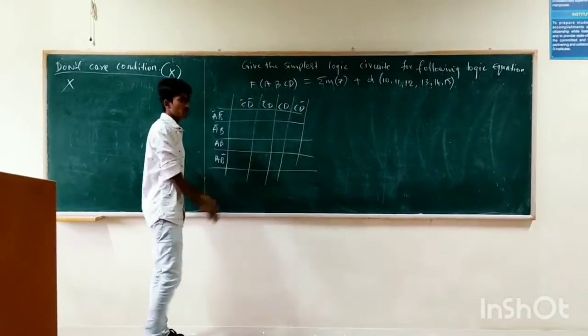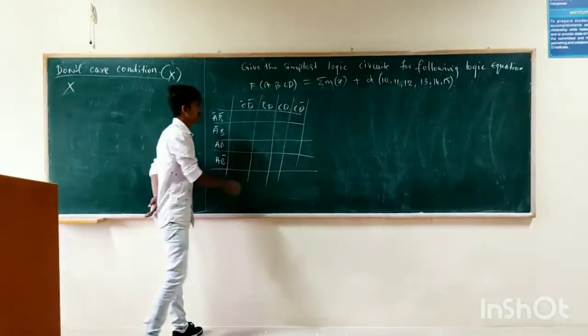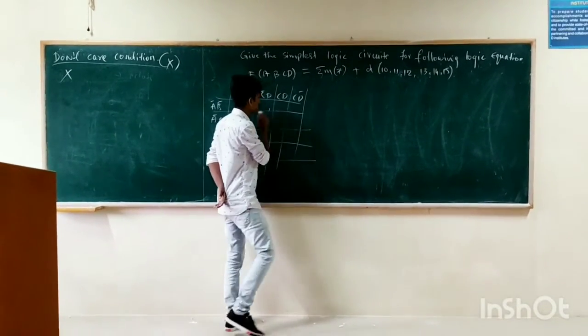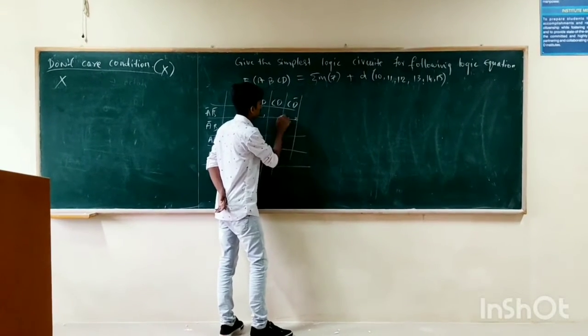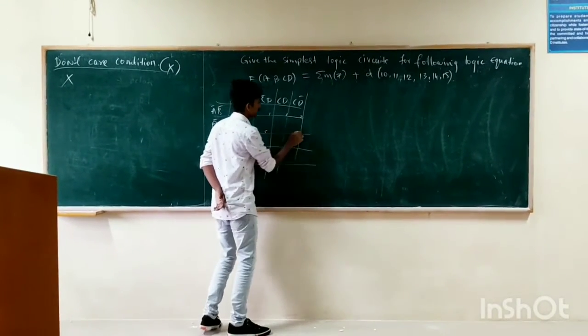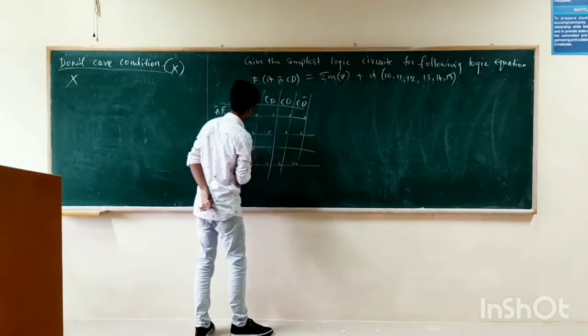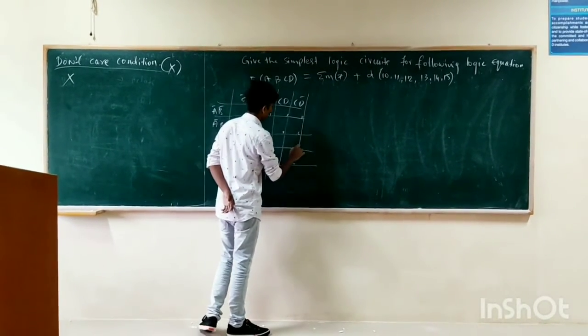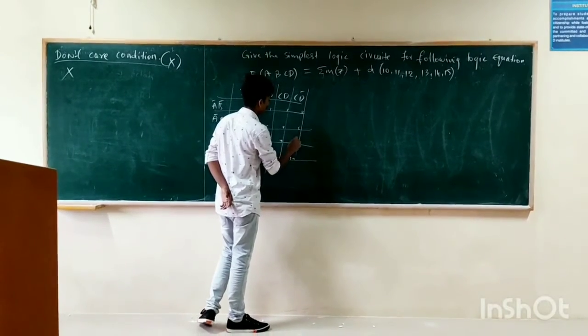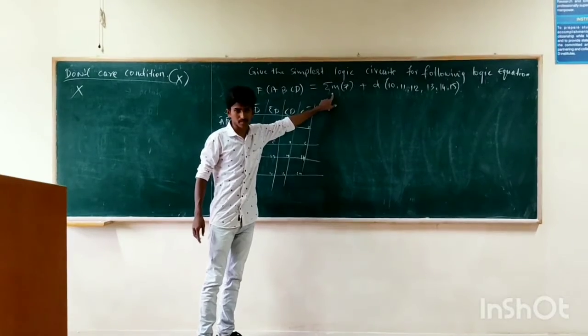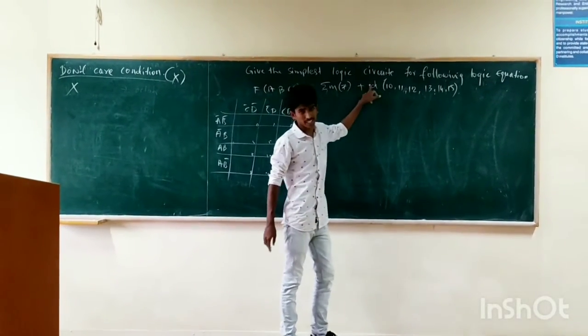If you want, I will write. See, one says 1, 0, 0, 1. Location address is 0, 1, 2, 3, 4, 5, 6, 7, 8, 9, 10, 11, 12, 13, 14, 15. M means minterms. D means don't care condition.